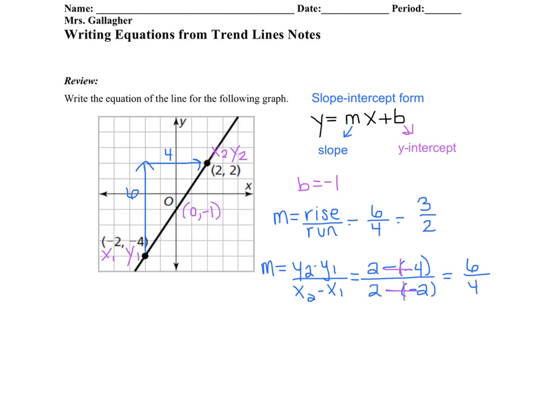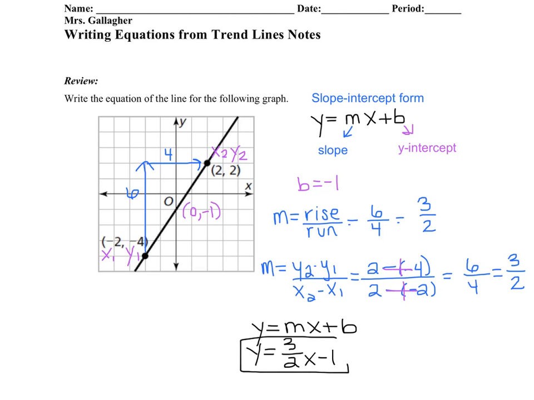You want to ask yourself, can you simplify this? Yes, you can. 2 goes into both. So it's 3 over 2. Notice you got the same answer for your slope, no matter which method you chose to do. Then lastly, you want to put it all together into y equals mx plus b. So y equals, my m is my slope, which is 3 over 2, x, and then my b is my intercept, which is -1. So -1, and that is your answer.